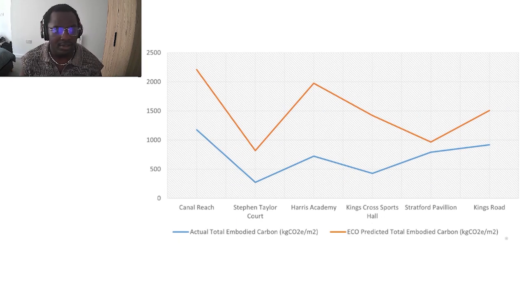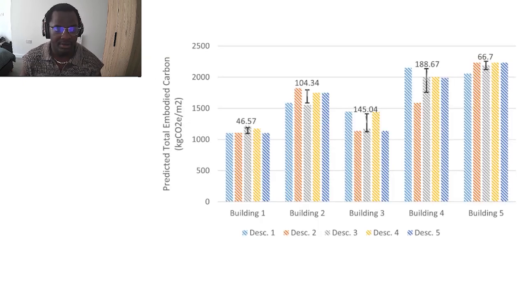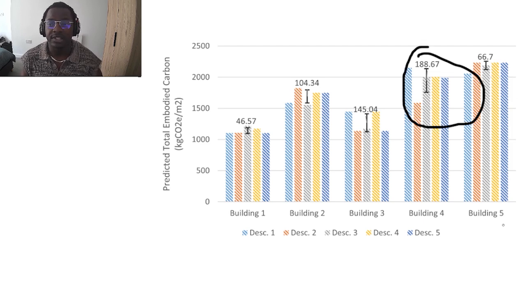Despite this, ECO was able to correctly identify the hierarchy of carbon intensity in designs, showing a trend that correlates moderately with the real data. Finally, ECO's ability to handle linguistic variability was tested by rephrasing descriptions of the same building designs. ECO was able to maintain consistency across different design descriptions. However, some situations exhibited fairly significant fluctuations.